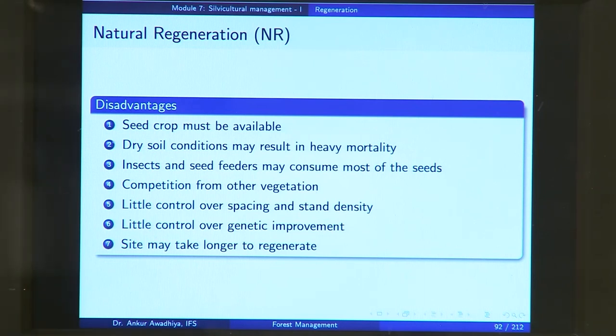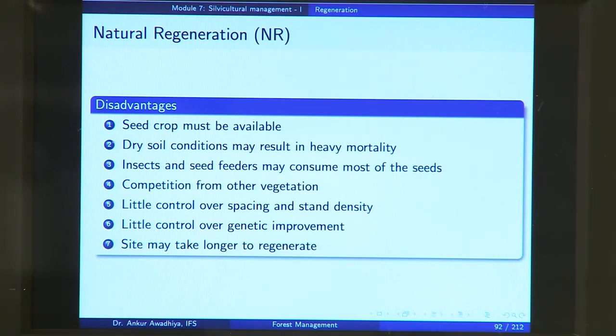Now, in the case of natural regeneration, what you are doing is removing a large number of trees for timber and leaving a few trees as mother trees. But because you have removed the other trees, sunlight is able to reach the soil surface and is also able to desiccate the soil. And these dry soil conditions may result in heavy mortality. There can also be heavy mortality because of insects and seed feeders that consume a number of seeds. So, because of these factors, the dry soil and the insect conditions, you do not have much control over the success rate of natural regeneration.